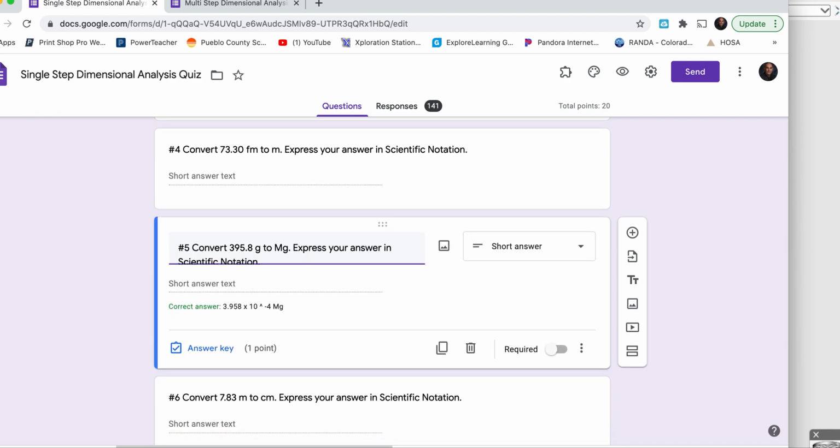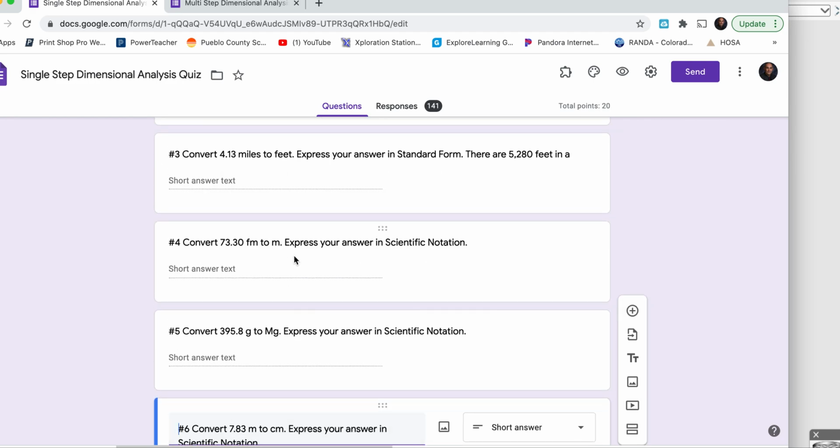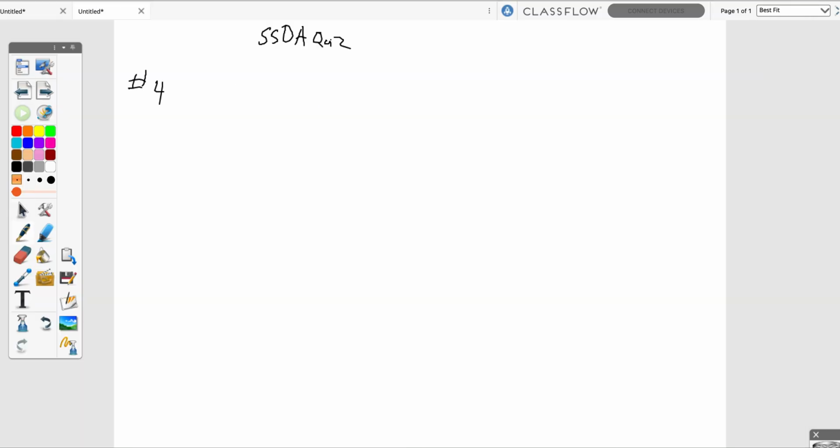All right, you guys. Okay, 4. All right, you guys, so I have, let's see, convert 73.3 femtometers to meters, express your answer in scientific notation. Okay, so we're back to scientific notation. All right. Here we go. Write out our problem first.